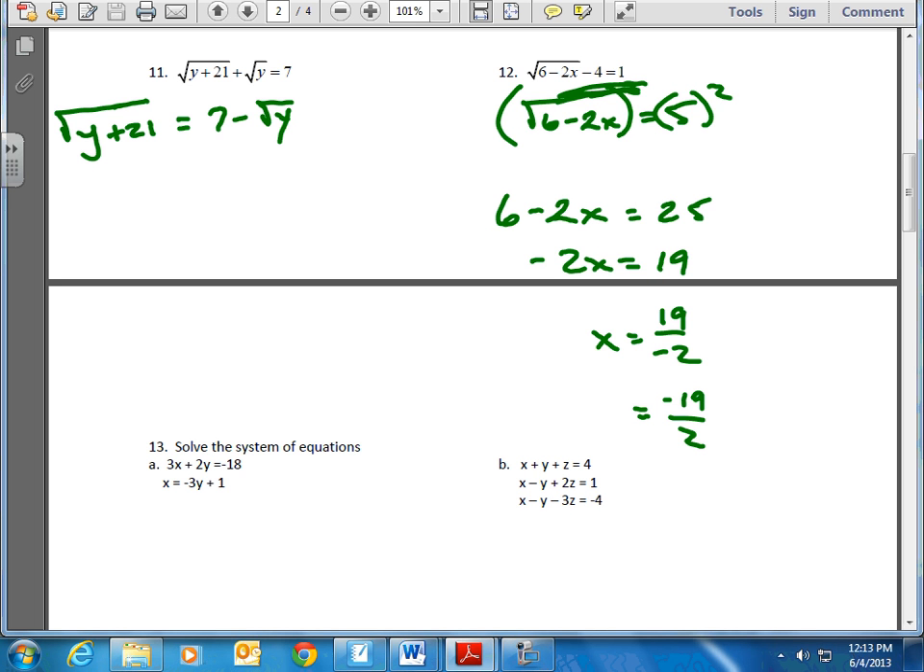Now I have one of the square root symbols by itself, so my goal is to get rid of the square root symbol. How do I do that? I square the expression.